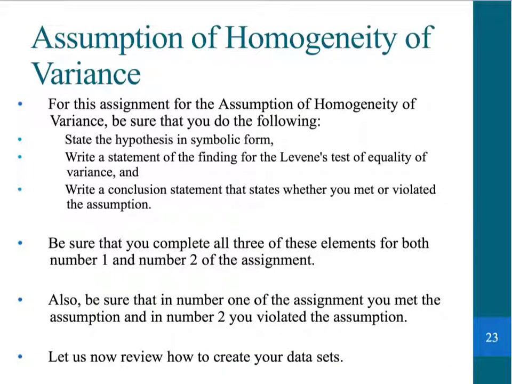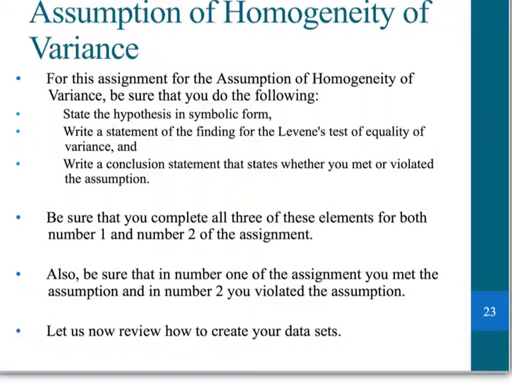So for this assignment, for your assumption of homogeneity of variance, be sure to do the following: state the hypothesis in symbolic form, write a statement of the finding for the Levene's test, and write a conclusion statement that tells whether or not you met or violated the assumption. Make sure to complete all of these elements for both part 1, number 1, and number 2 of this assignment. Also make sure that in number 1 you meet the assumption, and in number 2 you violate the assumption.